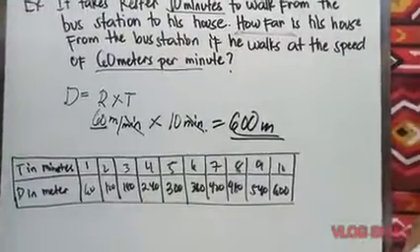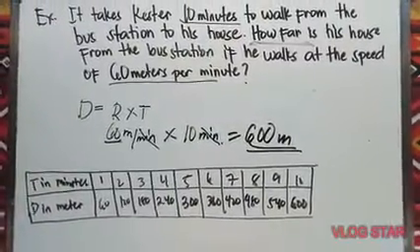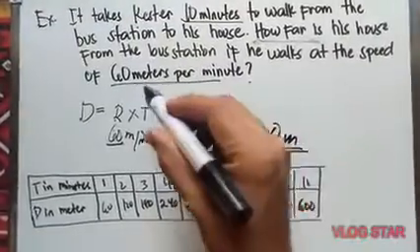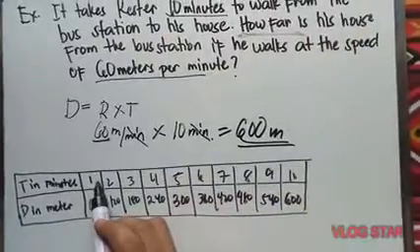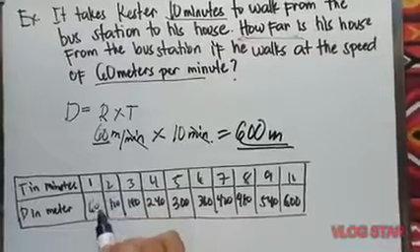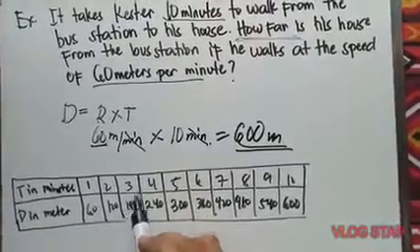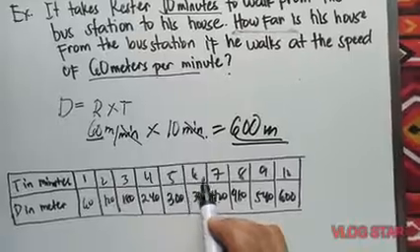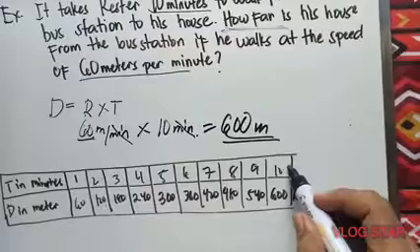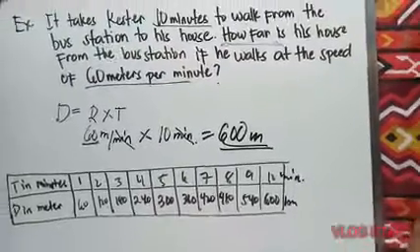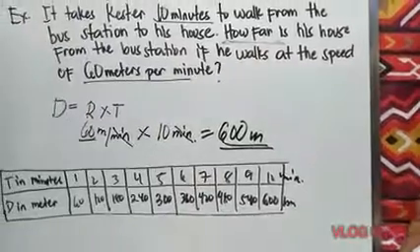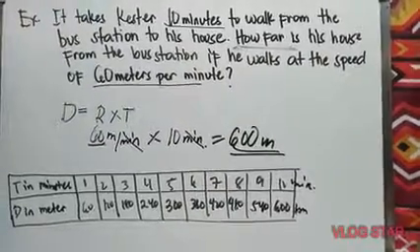We can also use the table. Since the rate is 60 meters per minute, T is for time and D is for distance. 1 minute is 60, 2 minutes, 120, 3 minutes, 180, then 10 minutes is 600 meters. Therefore, the house is 600 meters away from the bus station.